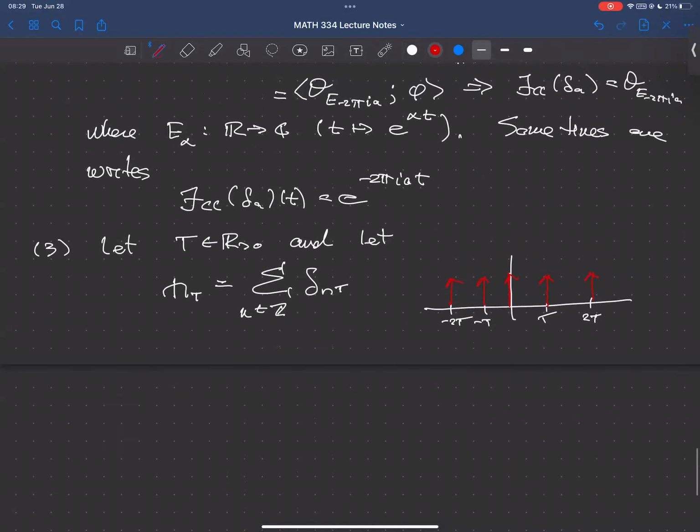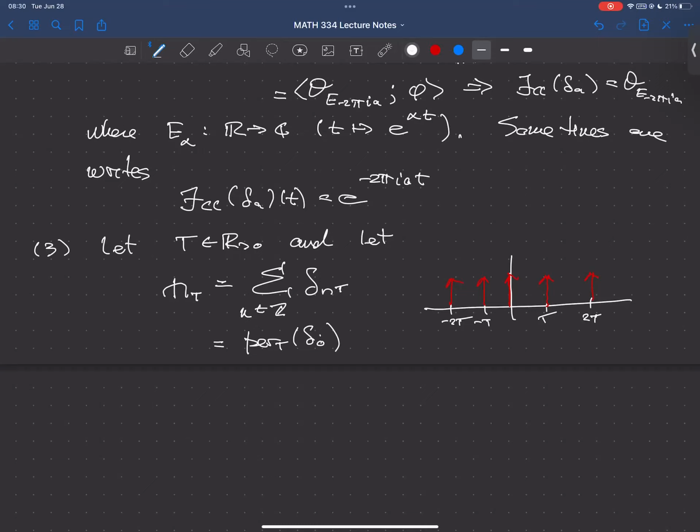So it's a t periodization of the Dirac at 0. Last time we talked about periodization, so you can think of this as being like per t of delta at 0.